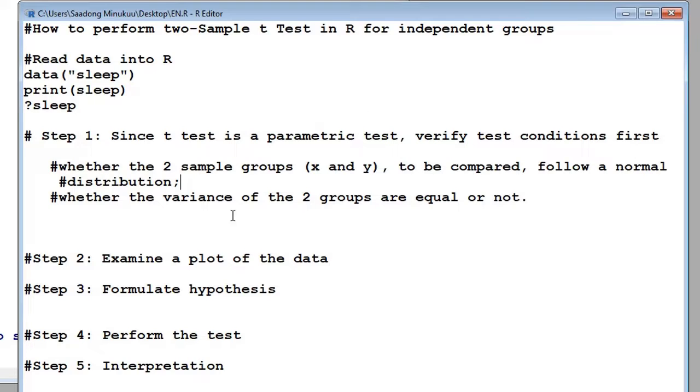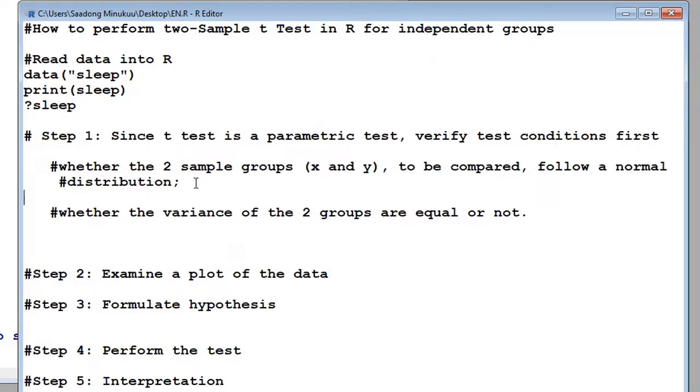Now let's start with the first one, which is whether the two samples have a normal distribution. Okay, for the two groups, not the two samples. So to test whether the two groups or the two populations follow a Gaussian or normal distribution, how do we do that? Let's start with the QQ plot.